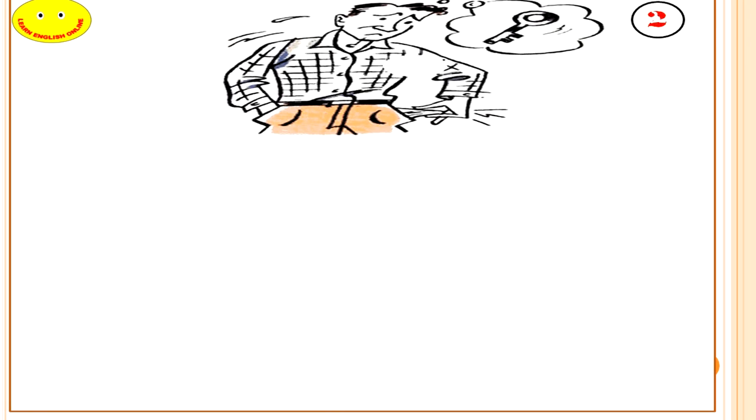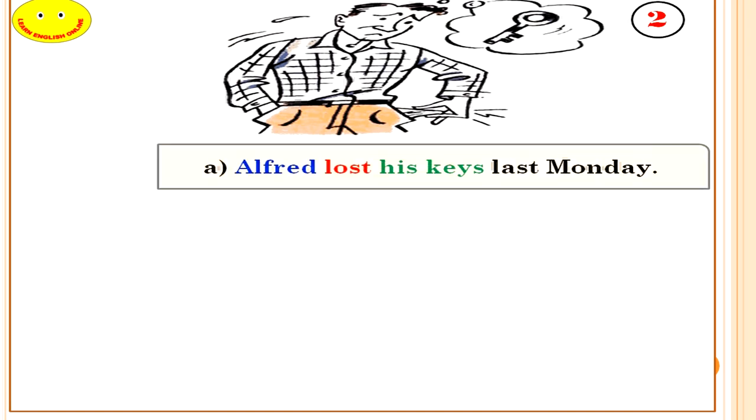Now, let's look at example number 2. This is Alfred. Alfred is thinking about something. Can you guess? Right. Alfred is thinking about his keys. In fact, Alfred lost his keys last Monday. Alfred lost his keys last Monday.